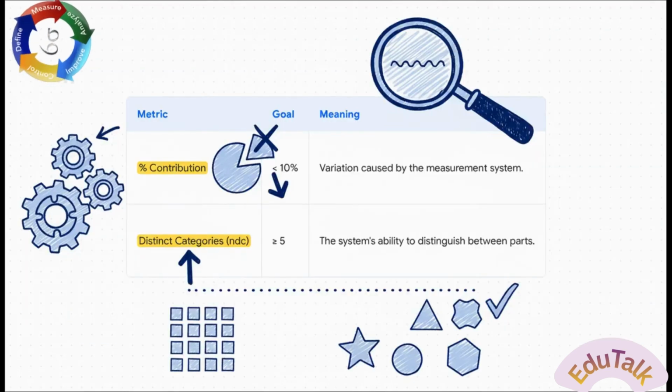When you get the results from your gauge R&R, these are the two numbers that really matter. First, look at the percent contribution. You want the variation from your measurement system to be less than 10%. Second, your system has to be sharp enough to actually tell the difference between parts. That's measured by the NDC, or number of distinct categories, and the goal there is a score of 5 or more.